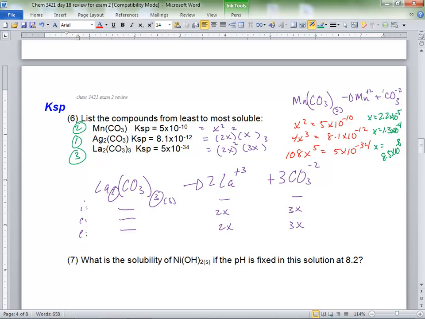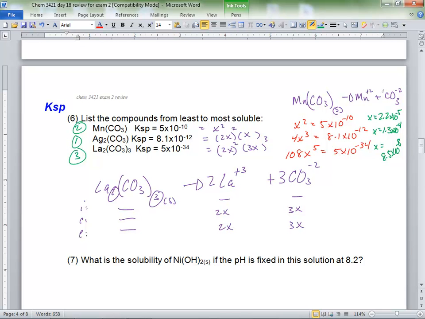So that's how I would list my x's, right? From least to most soluble. Well, you don't even need to find the x. Just find the x's, then compare them. So the smallest one will be the least soluble, the biggest will be the most soluble.